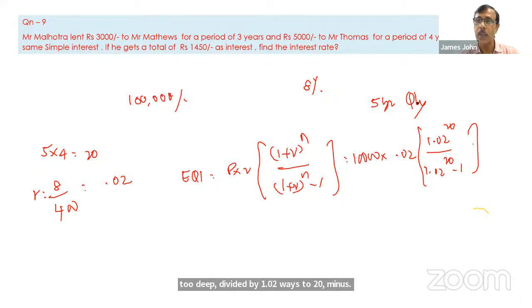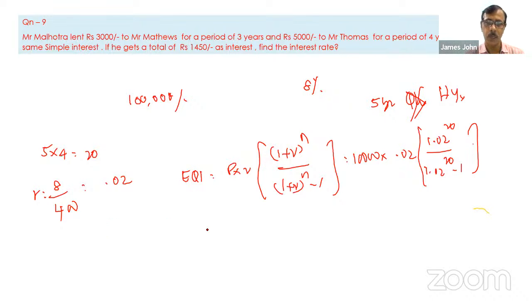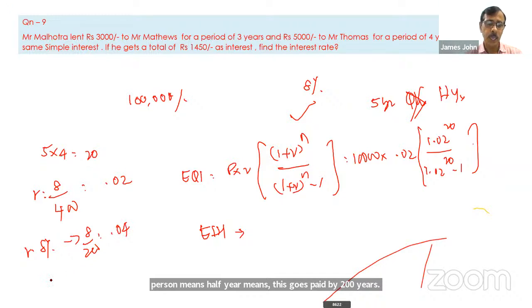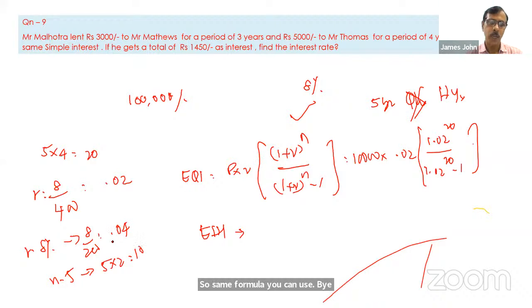Suppose it is 5-year half yearly, not quarterly. What is the equated half yearly installment? Question can be asked. Same formula you can use, but what is the difference? R 8% means half year means this goes 8 by 200. So it is 0.04. And N 5-year means 5 into 2. That is 10. So same formula you can use by appropriately changing R and N.